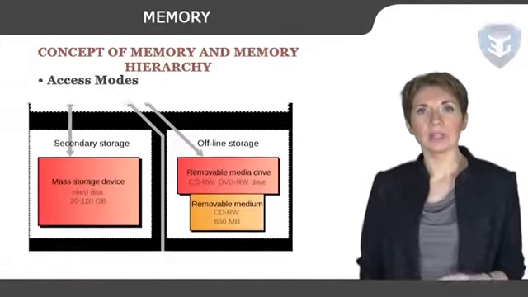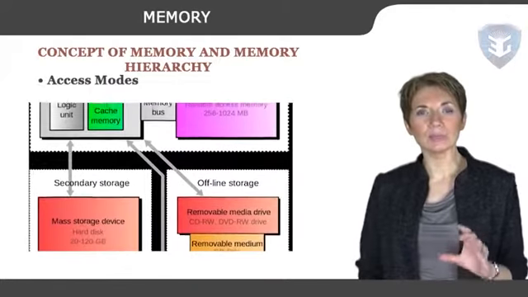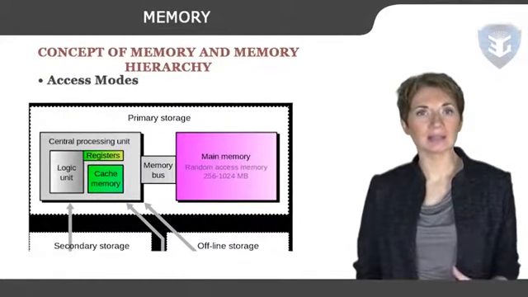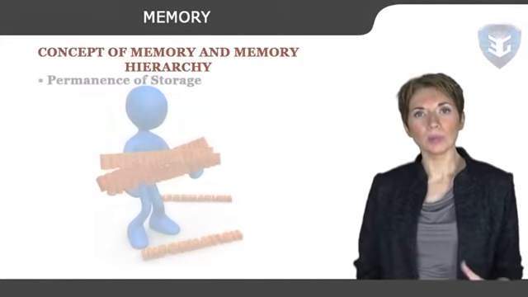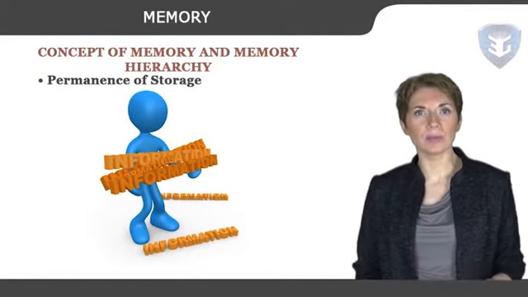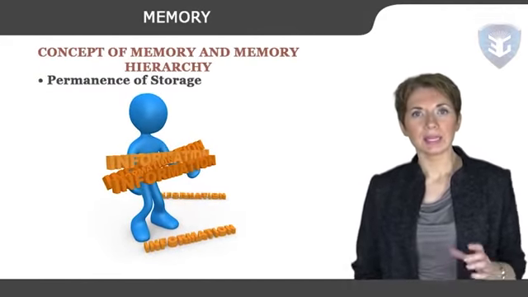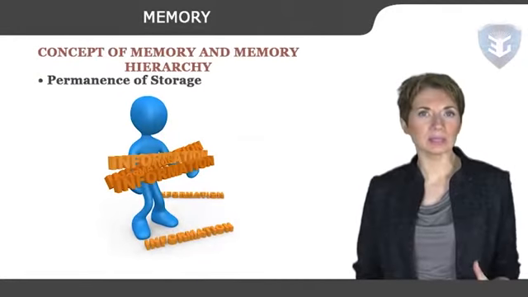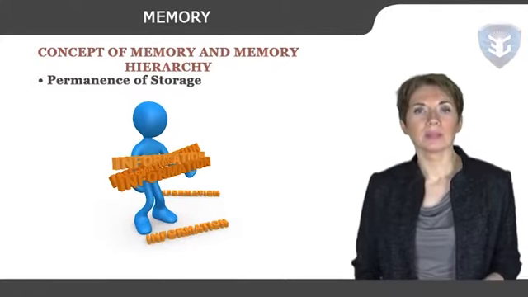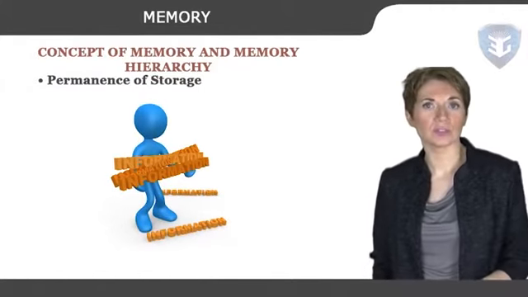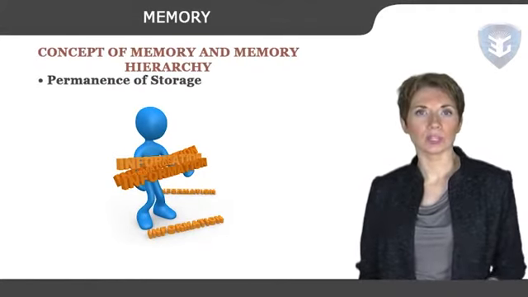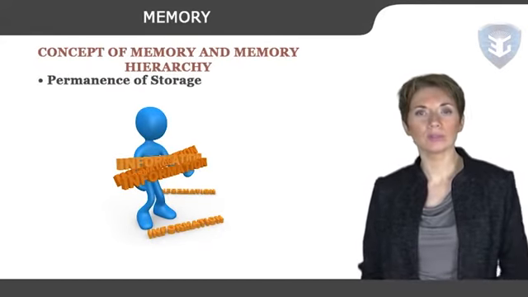Access modes. The unit of transfer that is the next important characteristic is the access mode in which the information is accessed from the memory. Permanence of storage. Is it possible to lose information stored by the memory over a period of time? If yes, then what can be the reasons for the loss of information, and what should be done to avoid it? There are several reasons for information destruction. These are destructive readout, dynamic storage, volatility, and hardware failure.